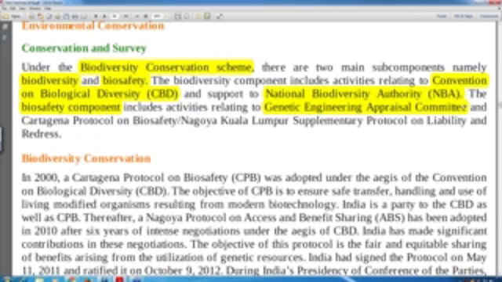Last year a question was asked, it works under what? And the Cartagena Protocol on Biosafety or the Nagoya Kuala Lumpur Supplementary Protocol on Liability and Redress. So they may ask you, biosafety is associated with which protocols? Why is it important?